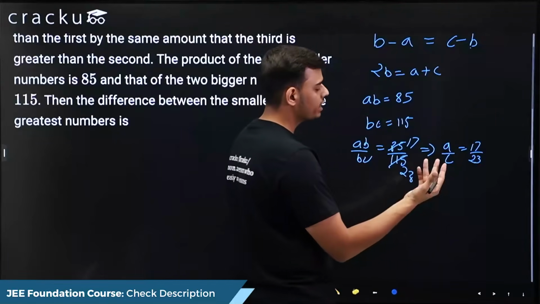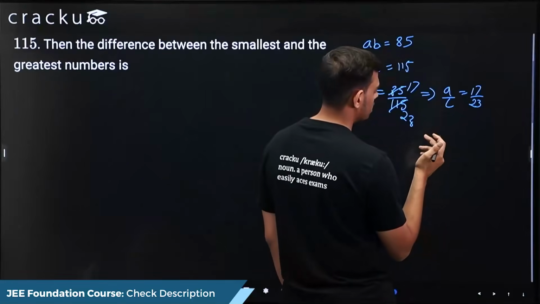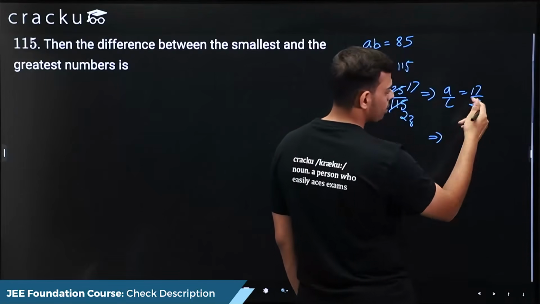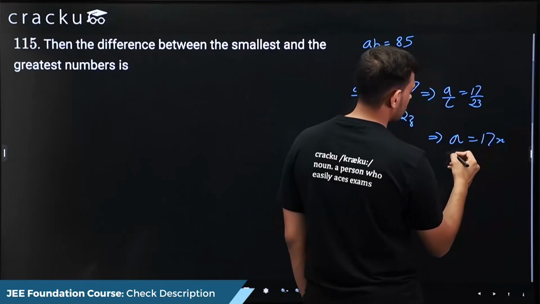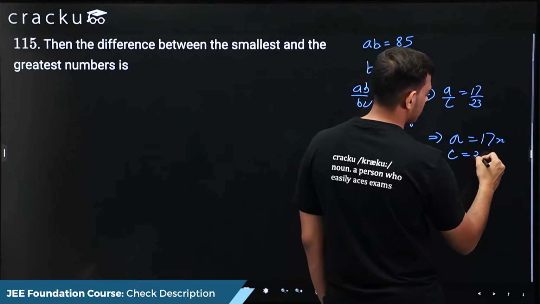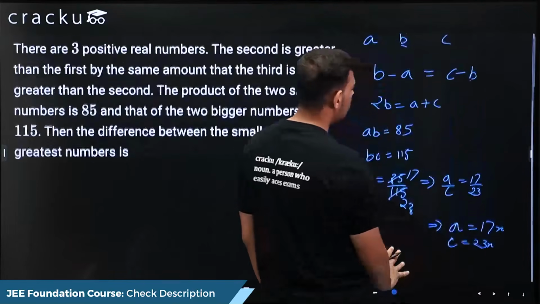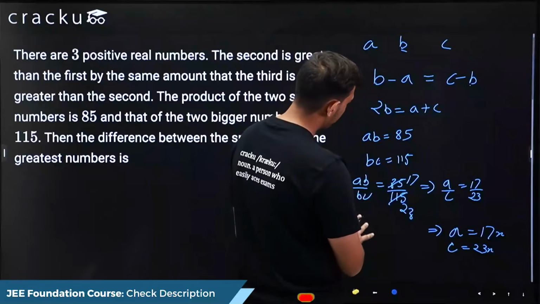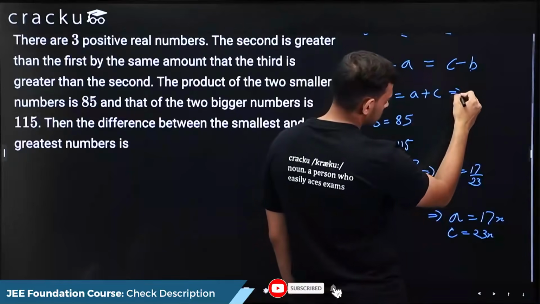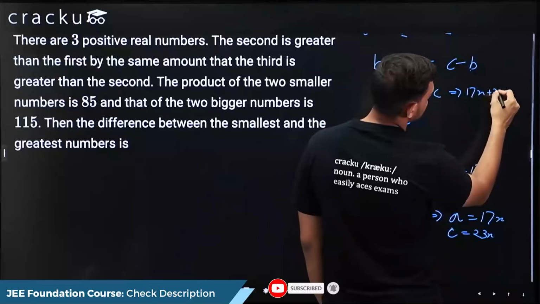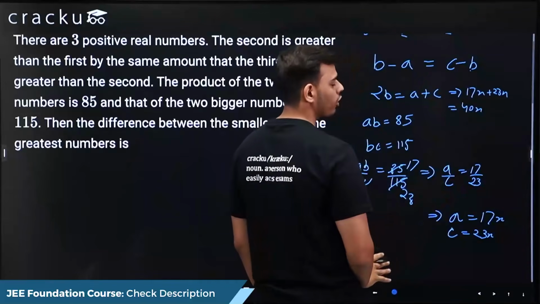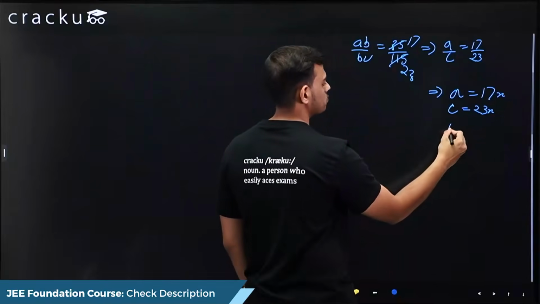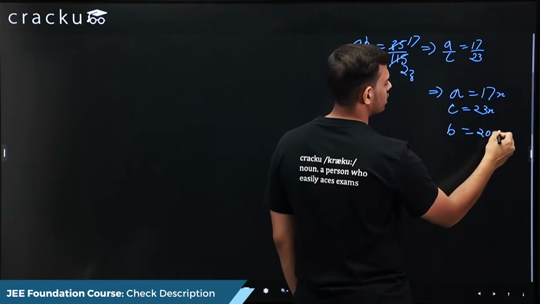If I take some kind of constant of proportionality, I'll get A equals 17x. Let's say x is the constant. C equals 23x. What will be B? 2b equals 17x plus 23x, this 40x. 2b equals 40x. B will be 20x. What do I need to calculate actually?